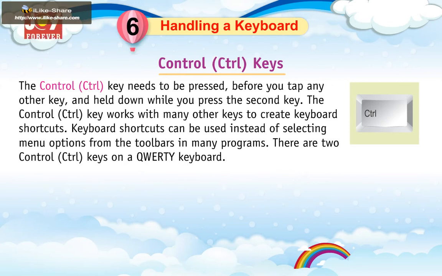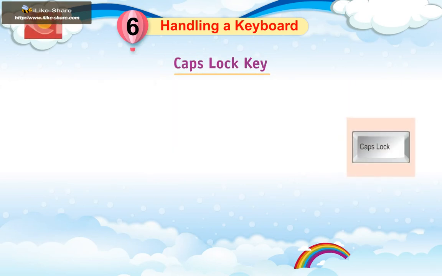Control keys. The Control key, Ctrl, needs to be pressed before you tap any other key and held down while you press the second key. The Control key works with many other keys to create keyboard shortcuts. Keyboard shortcuts can be used instead of selecting menu options from the toolbars in many programs. There are two control keys on a QWERTY keyboard.